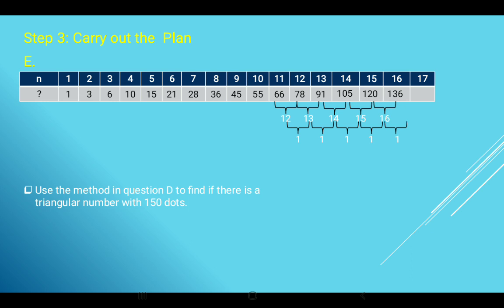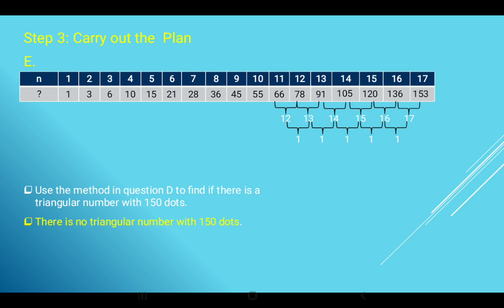Next, 16 plus 1 is equal to 17, and 17 plus 136 is equal to 153. So we have 153 dots in 17th term. So may nakikita ba kayong 150 dots kada term sa term ng nabanggit? So wala. So we conclude that there is no triangular number with 150 dots.